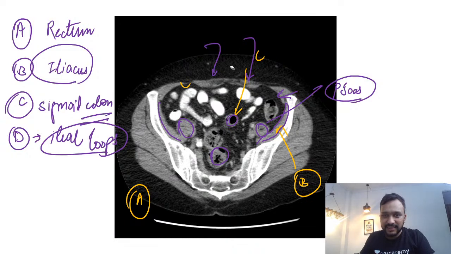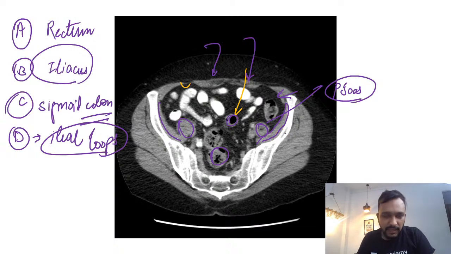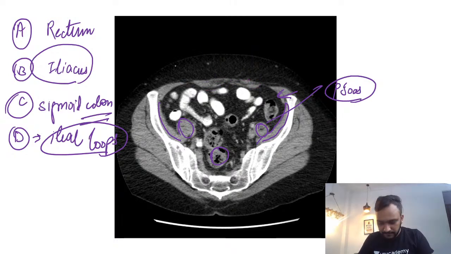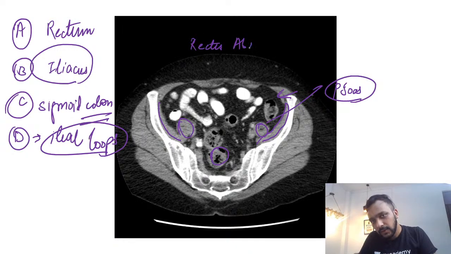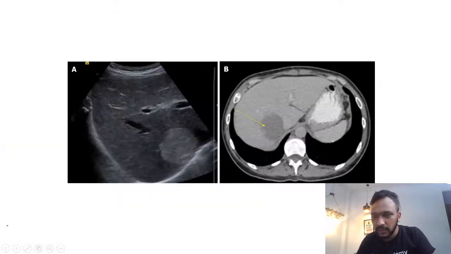The two muscles which are seen anteriorly, forming the wall of the abdomen, can you tell me these two muscles? Two muscles, guys. Anyone? So these are your rectus abdominis muscle. This is your rectus abdominis muscle. Okay. So guys, this was about the normal anatomy of the abdomen.